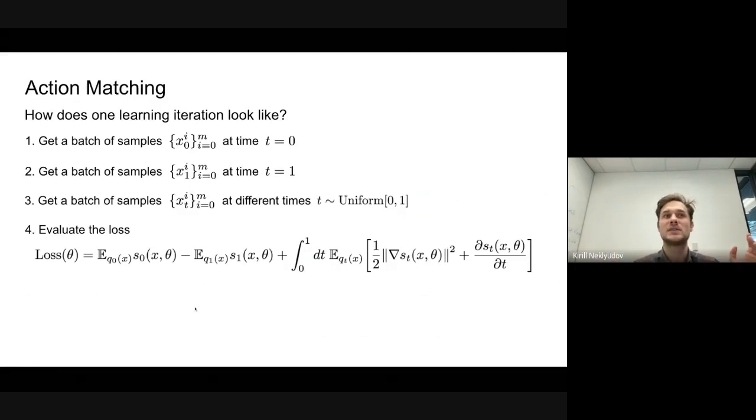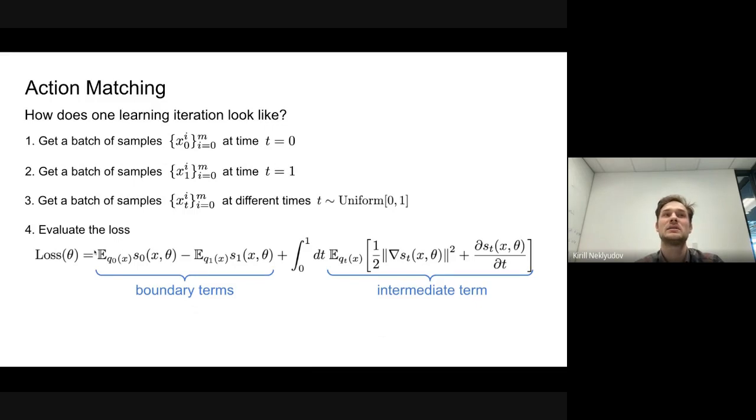We parameterize function s. That's s at t equals 0, s at t equals 1, and s at t. We parameterize it with some parameters theta, and we can do a Monte Carlo estimate of this loss. And these terms depend only on the boundaries, and this term depends only on what's in between.